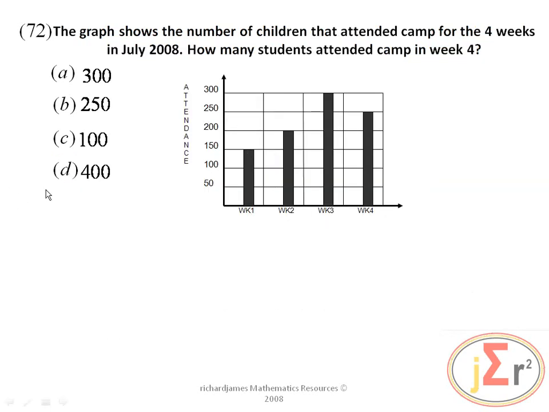The graph shows the number of children that attended camp for the 4 weeks in July 2008. How many students attended camp in week 4? Of course, right there you have week 4, Jerry. Just look at it, take note of the height of the bar, 250, option B.